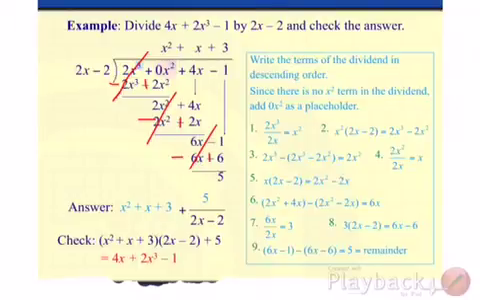Okay, so that should be all you need to know about polynomials, solving them and factorising them.